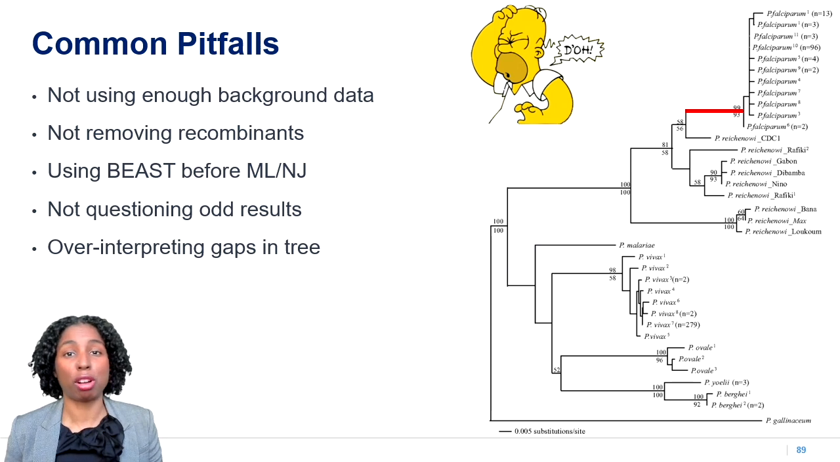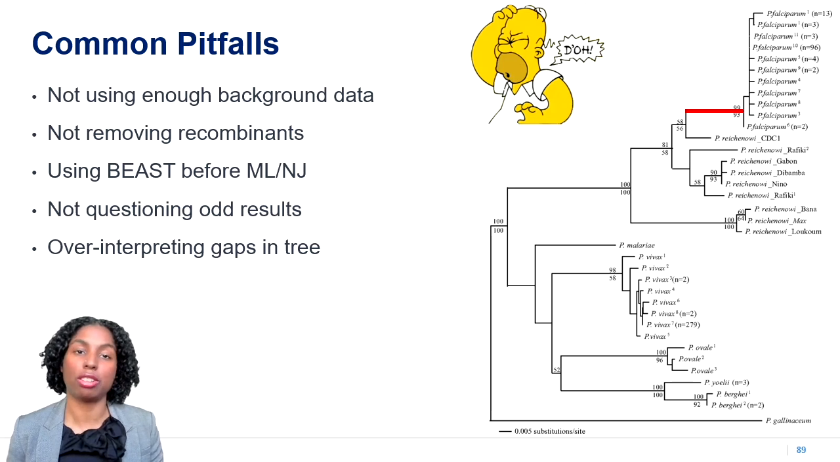Some of the most common pitfalls of phylogenetic analysis are not using enough background data. For instance, in the tree on the right, the researcher inferred that human malaria was closely related to that of chimpanzees. But they should have been more careful interpreting the long red branch that connects the two clades. In a later study, after obtaining sequences from 3,000 plus apes in Central Africa, the authors found that human Plasmodium falciparum is actually more related to the gorilla lineage.